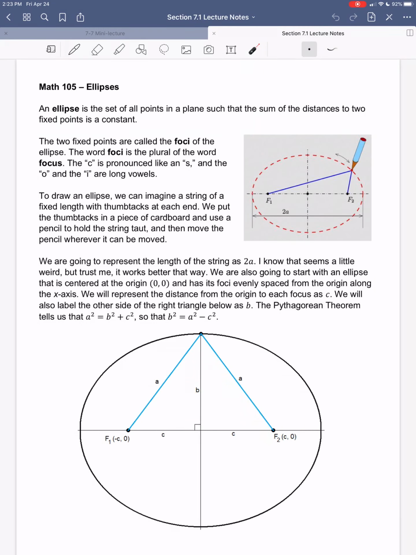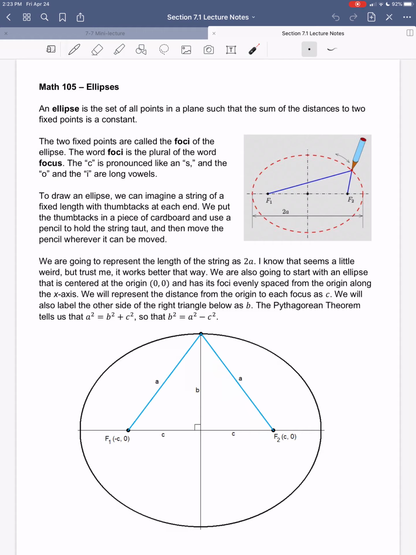I'm going to talk a little bit about ellipses here in this mini lecture. First, a definition that I give right here at the beginning. An ellipse is a set of all points in a plane, so in a flat surface, such that the sum of the distances to two fixed points is a constant.